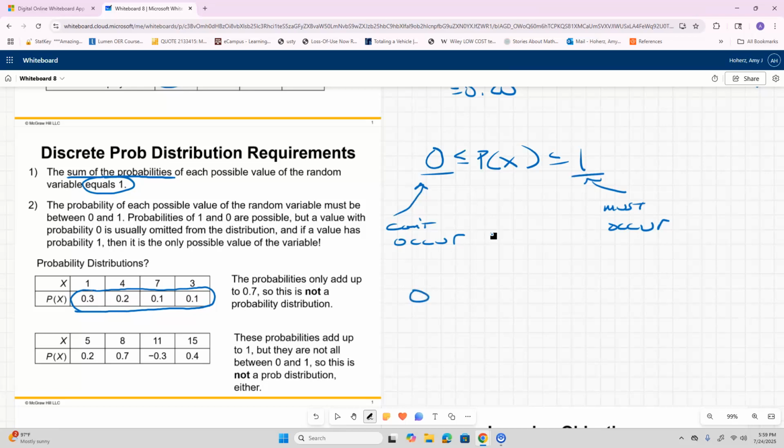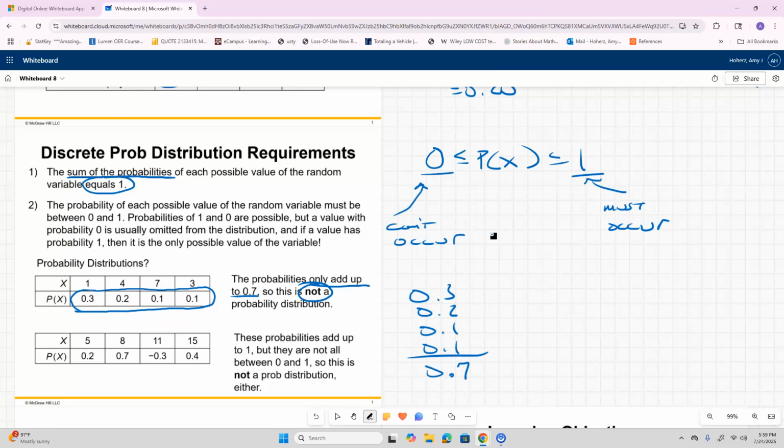So let's see. 0.3 plus 0.2 plus 0.1 plus 0.1. That gets us 5, 6, 7. Oh, well, that only totals to 0.7. So either they've calculated the probabilities incorrectly, or they don't have all the possible x's listed. So they only add up to 0.7, so this is not a probability distribution. It is not constructed correctly for some reason.